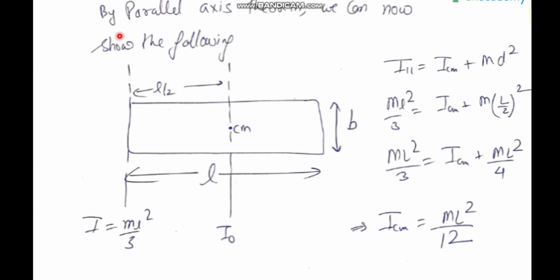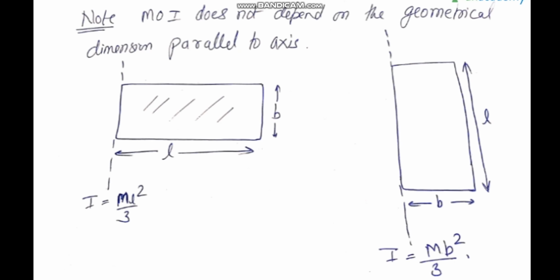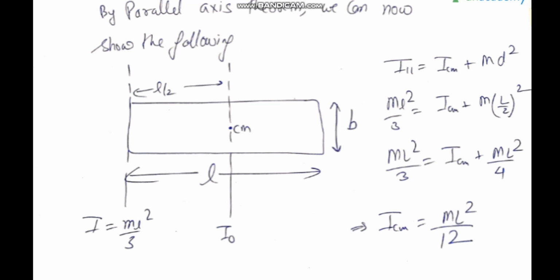Now, by parallel axis theorem, we can also show that the moment of inertia about this axis is ML square by 12, which I have shown in the first diagram itself. For the thin bar, the moment of inertia about this is ML square by 12. I am giving the proof here. Now, this is the moment of inertia ML square by 3 for this length L. We have already derived this.